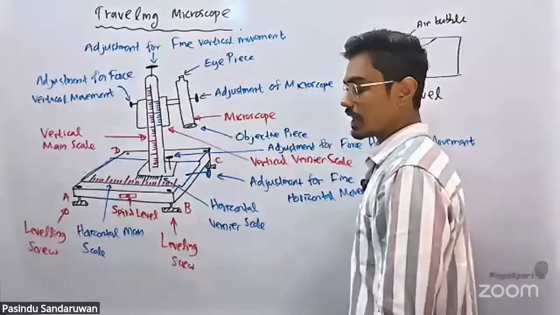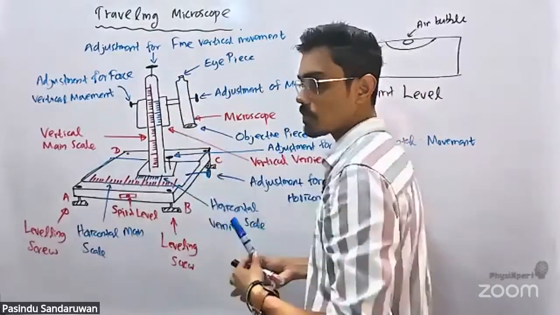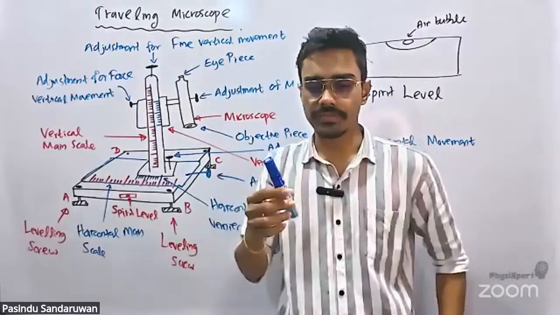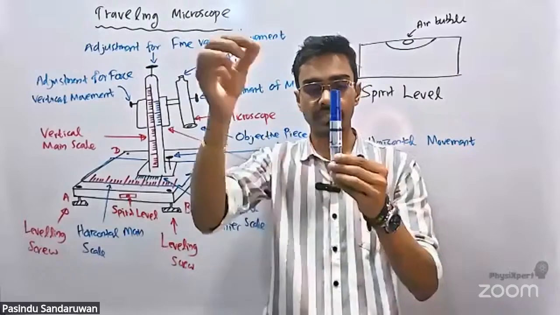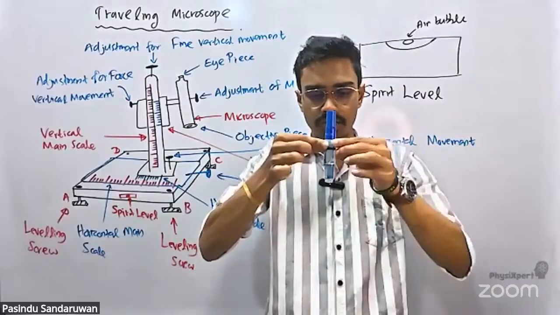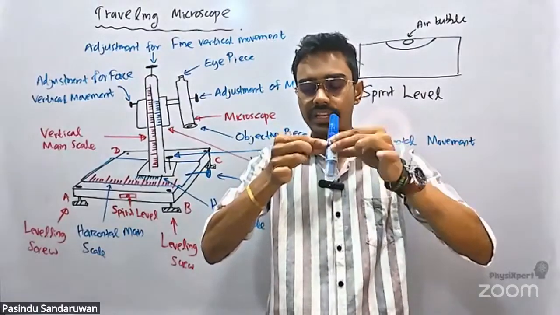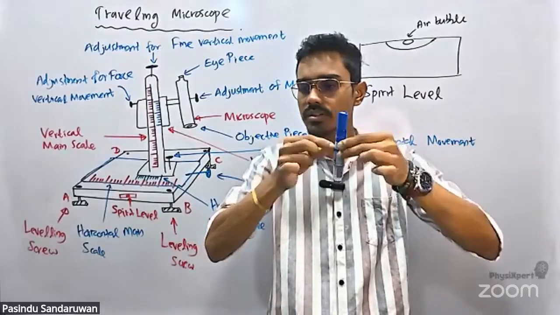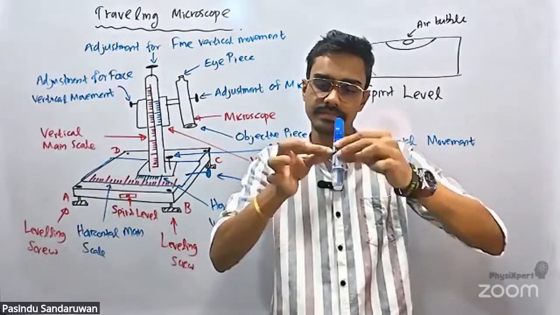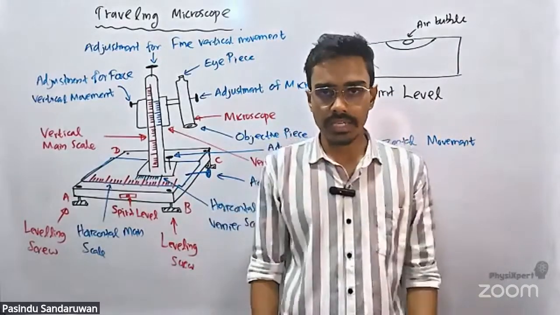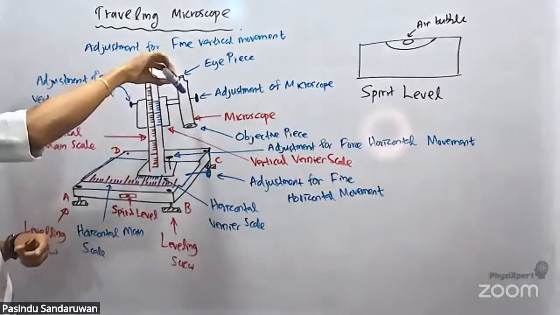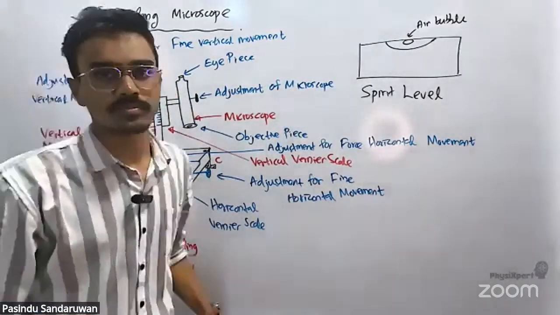Other than that, this microscope part can be rotated. This microscope is fixed to this dish like this, and it can be rotated as per our requirement. It can be rotated around this pivot point, like this. This part can be rotated around that pivot point.